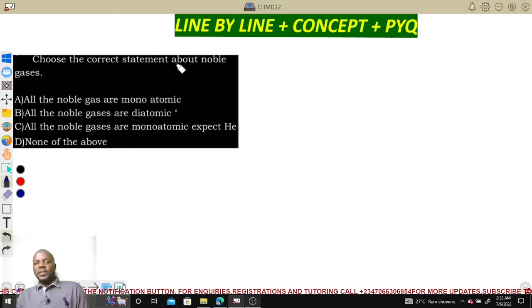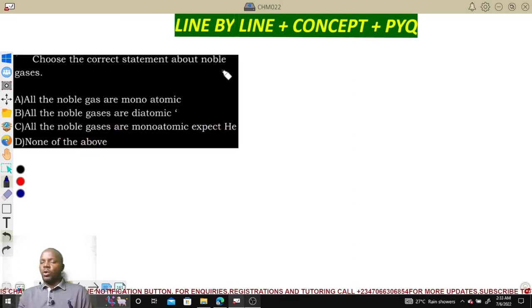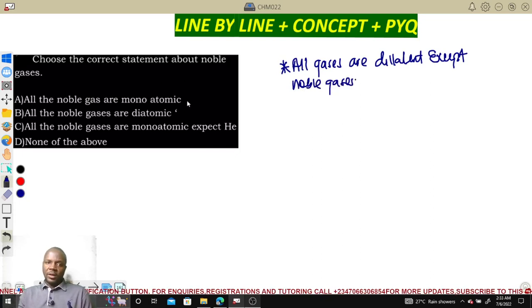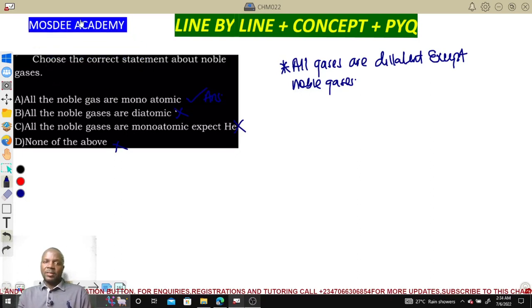Choose the correct statement about noble gases. I told you they are all what? All gases are divalent except noble gas. I do say that in my offline classes many, many times. So I say all gases are divalent except noble gases. So noble gases are monovalent. All noble gases are monovalent? No, it's wrong. All noble gases are, except all of them. None of them. So the answer is what? This one.